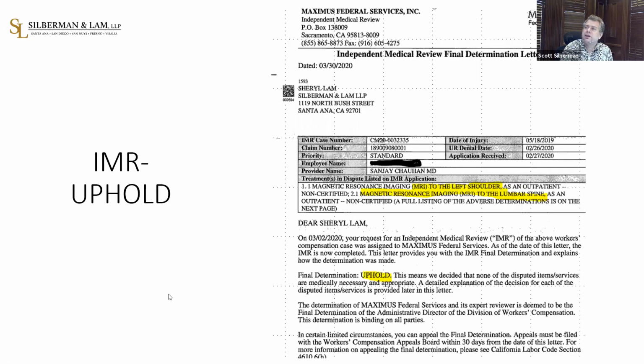Now, here's what you'll get more often than not, because 90% of the time, the utilization reviews are upheld. Here I've highlighted the word for you, uphold, and the different things that have been requested. I'm going to go over what's on here, what we should look for, and what you can talk to the doctor about as an injured worker to try to get this approved, because it's not the end of the road in most cases. Here, it says MRI to the left shoulder and MRI to the lumbar spine are the two things which Maximus agreed were properly denied by the utilization review company.